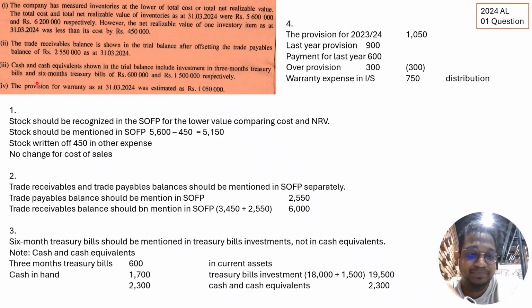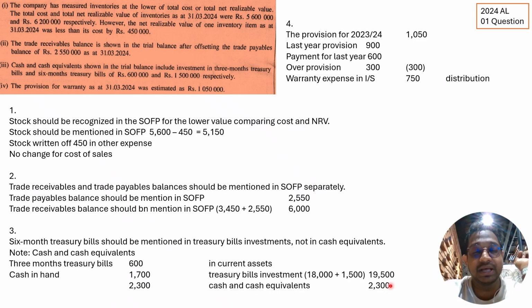That's incorrect, right? So in favor of the treasury bills investment, you should add that 6 months treasury bill value. So in treasury bills investment in current assets, you should mention 19,500 after adding the 6 months treasury bills.